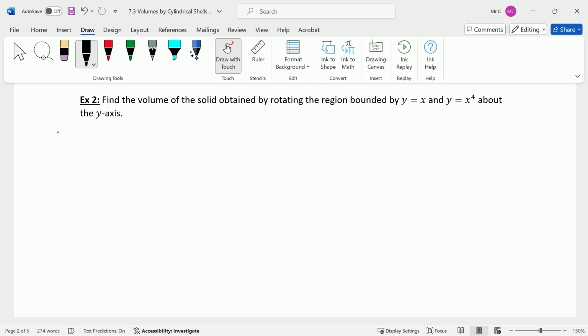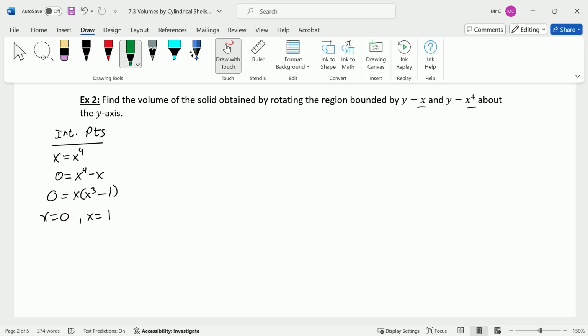So the first thing I'm going to do is find my intersection points. We've got y equals x and y equals x to the fourth, so I'll set x equal to x to the fourth. Subtract the x, I get x to the fourth minus x is 0, and factor. x cubed minus 1 times x is 0. So x is 0, or x cubed equals 1, but that also means x equals 1.